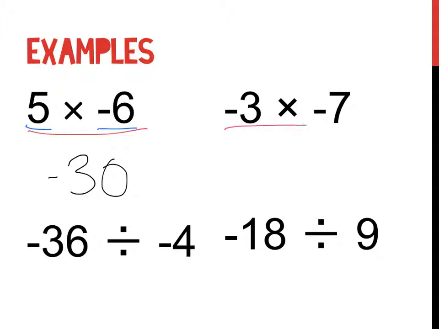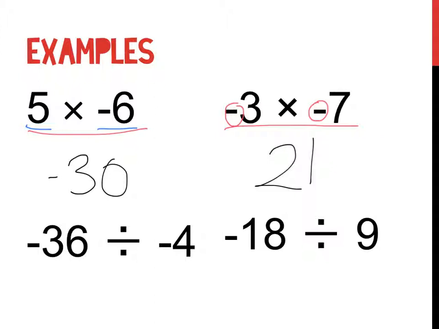Okay, let me show you the same way with this one here. What's 3 times 7? 7 1s are 7, 7 2s are 14, 7 3s are 21. Okay, my signs are the same. I've got a negative on this 3 and a negative on this 7, which means it's going to be a positive, which means 21 is my answer. Okay?